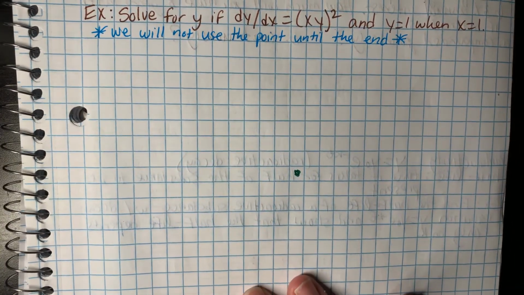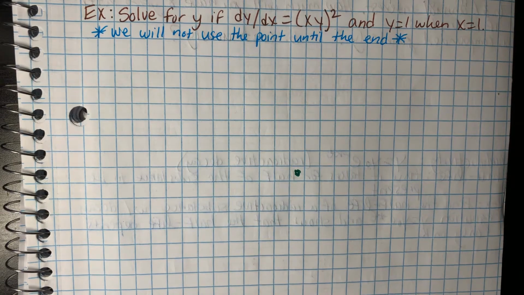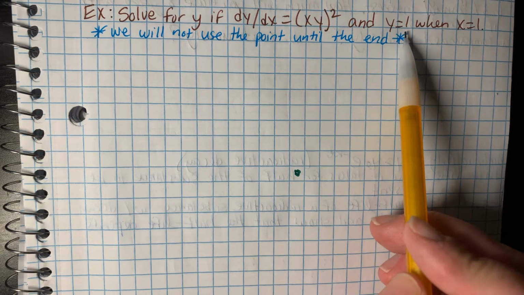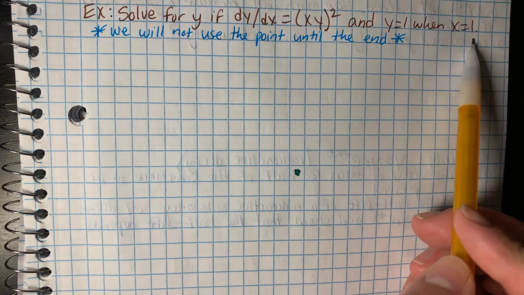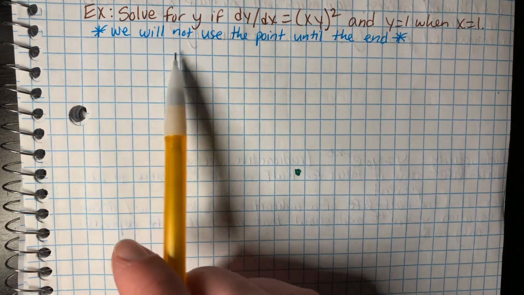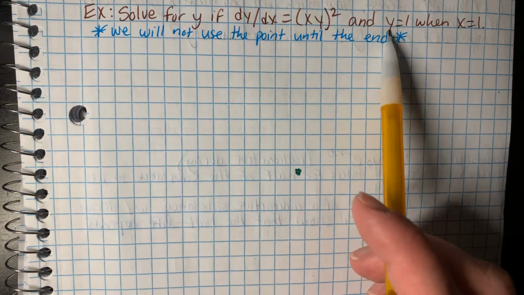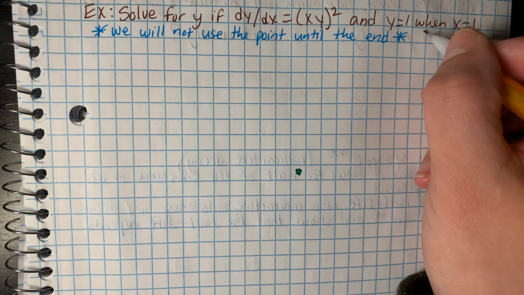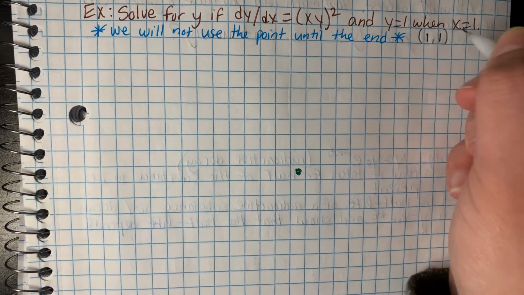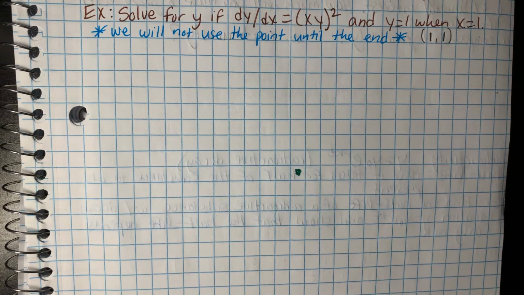Okay, so example. Solve for y if dy/dx equals the quantity of x times y squared, and we know y equals 1 when x equals 1. Note for you on these problems, we will not use this point, (1, 1), until the very end. So you can't just plug it in. That's not just the answer.